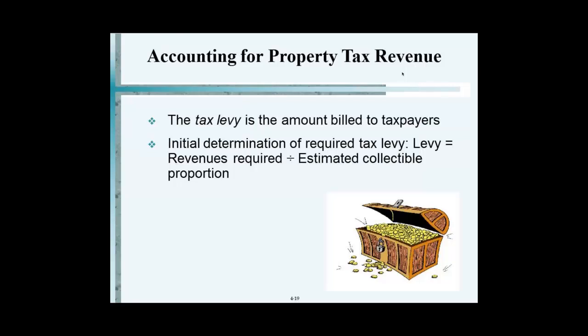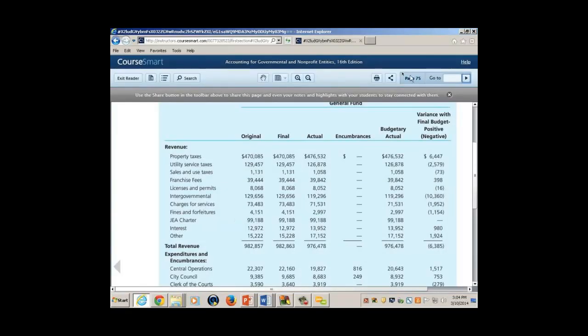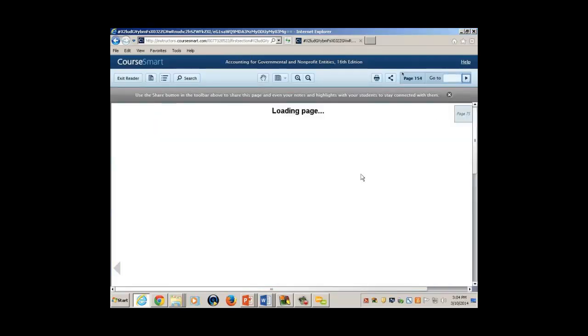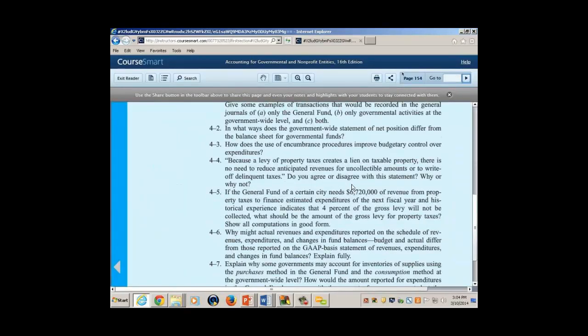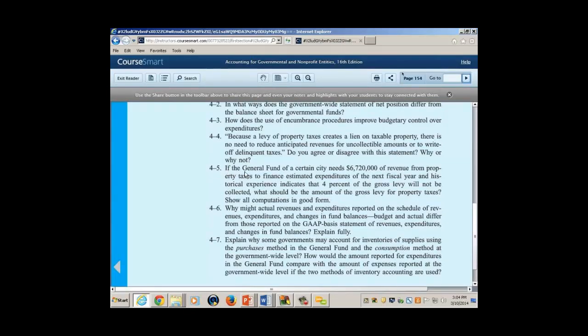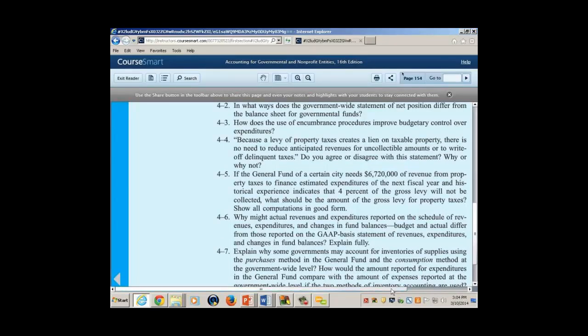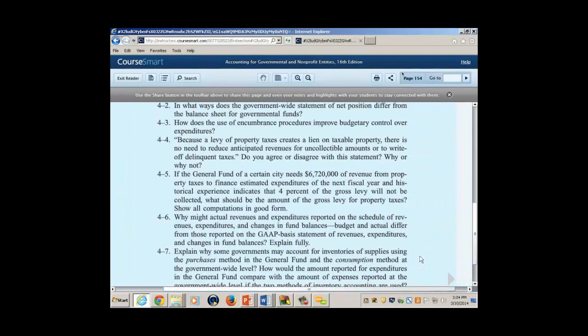In fact, I think there is an example in the text, let's just take a look at this. Take a look at this question, 4-5. Somebody's got a calculator? So what is the total amount of the gross tax levy? And tell me how you calculated it.